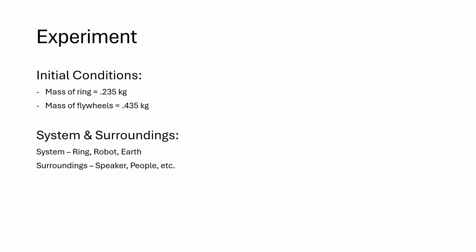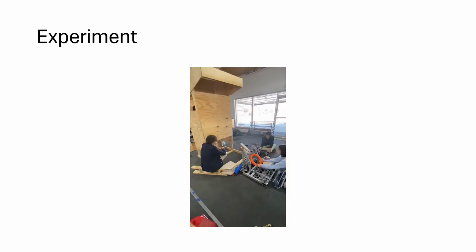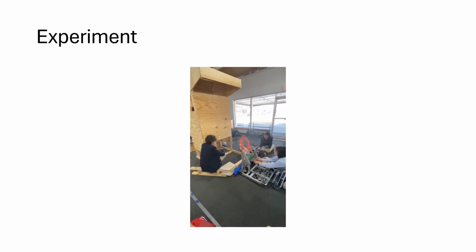The system is the ring, the robot, and the earth. And the surroundings are the speaker, the people, and everything else, basically. This was my experiment. We did repeated trials of this, but I only analyzed one's motion.